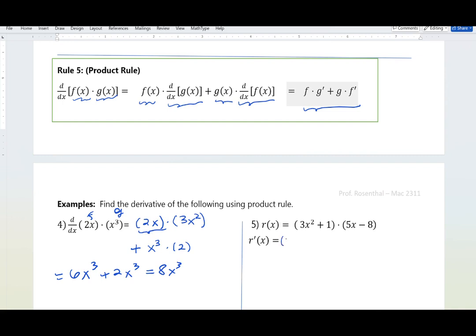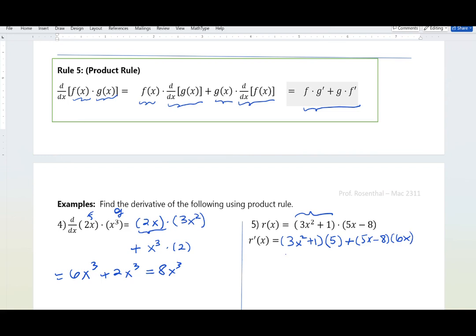Write the first one as it is, 3x squared plus 1, times the derivative of the second one, which is just 5, right? The derivative of 8 is 0. Plus, the product rule has a plus in the middle. Write the second one as it is, 5x minus 8, and multiply that with the derivative of the first one, which is the derivative of 3x squared plus 1, and that's 6x.